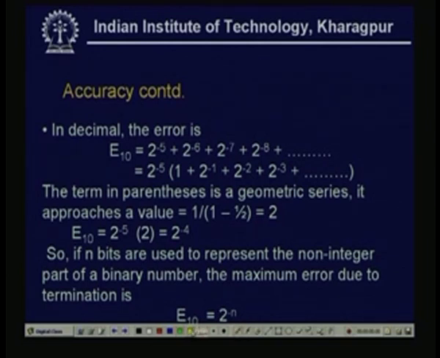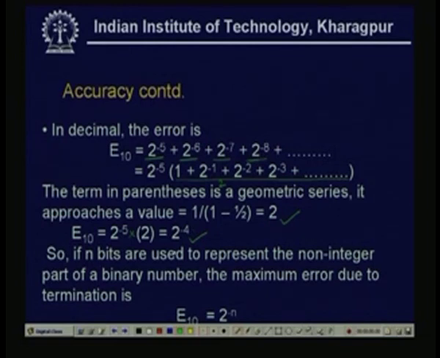So this is 2 to the power minus 5 for the 5th bit. This is the error for the 6th bit, 1 into 2 to the power minus 6, then 2 to the power minus 7, 2 to the power minus 8, and so on. Now, if I take 2 to the power minus 5 common, then it will be 1 plus 2 to the power minus 1, plus 2 to the power minus 2, plus 2 to the power minus 3, like that. The term within the parenthesis is a geometric series, and it approaches a value equal to 1 divided by 1 minus 1 by 2, which is nothing but 2. So this value within the parenthesis becomes 2, and the value of E10 is 2 to the power minus 5 multiplied by 2. So, this value is 2 to the power minus 4.